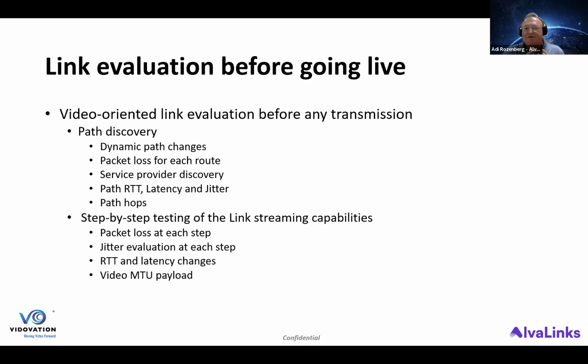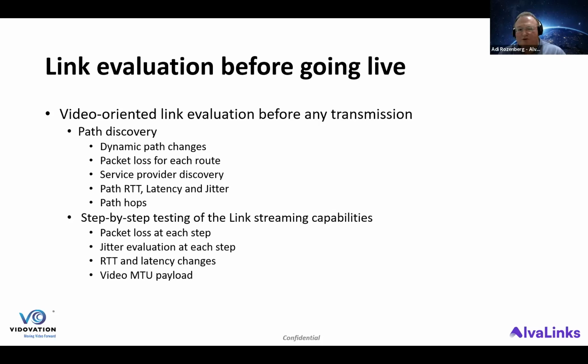We need to do path discovery. We need to understand what dynamic path changes might have happened since the last time we used the event. What is the packet loss of each route? This means that we might have multiple routes. The system is not tuned to one specific route. We will discover and test all available routes so we can see which is better, or maybe you will want to use bonding.